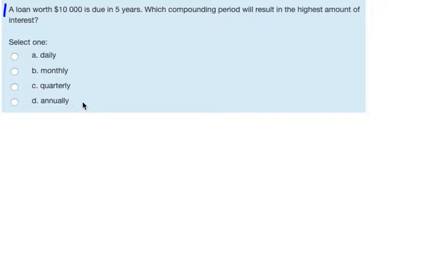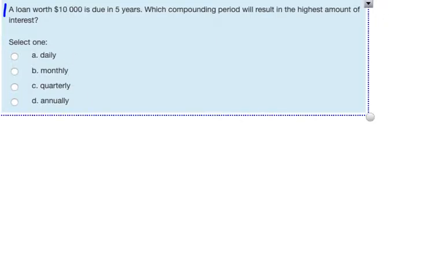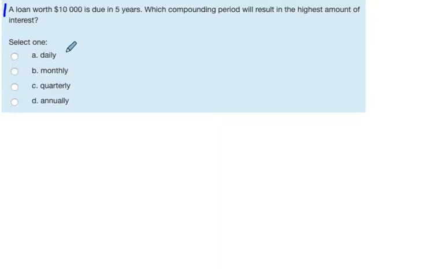So the highest amount of interest will be the one that's compounded the most often. So daily is the one that would be the highest. So this would be the highest here. Next would be monthly, because that's 12 times in a year. Quarterly is 4 times in a year, so that would be the third most. And annually is once per year.